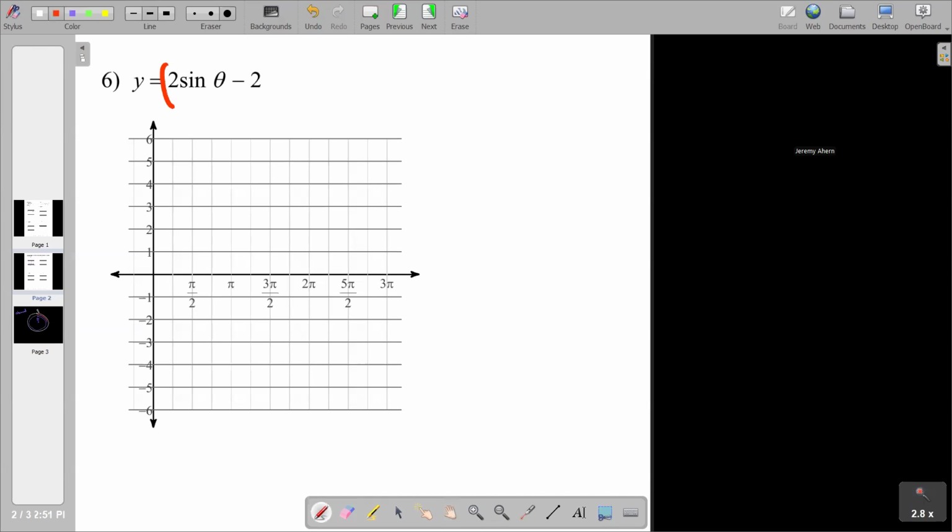So this one has, assuming you've done the first page, you understand that the 2 in the front modifies the amplitude. Turn around, Brady. So it makes your highs higher and your lows lower, right? But the -2 at the back modifies the symmetry line.